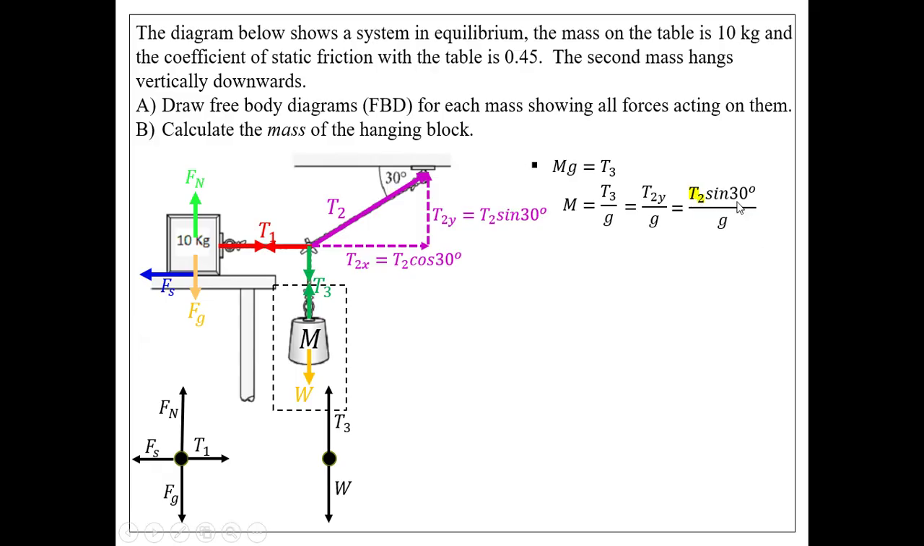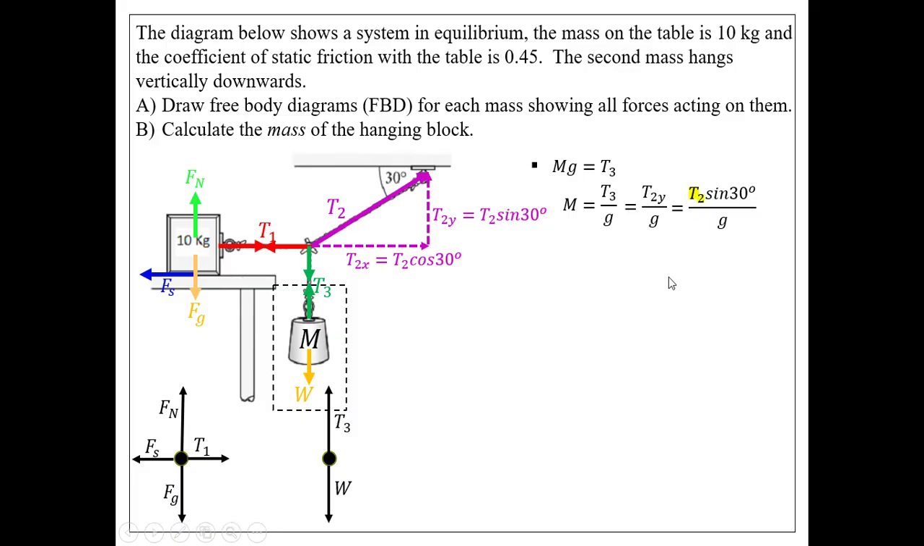As you can see here, sine of 30 is just a number, it's just a half. G, once again, is 9.8. The only thing that's holding you back here is T2. You need to find what T2 is in order to complete this task. Well, that is it in the y direction really for the hanging block that I'm choosing to look at.